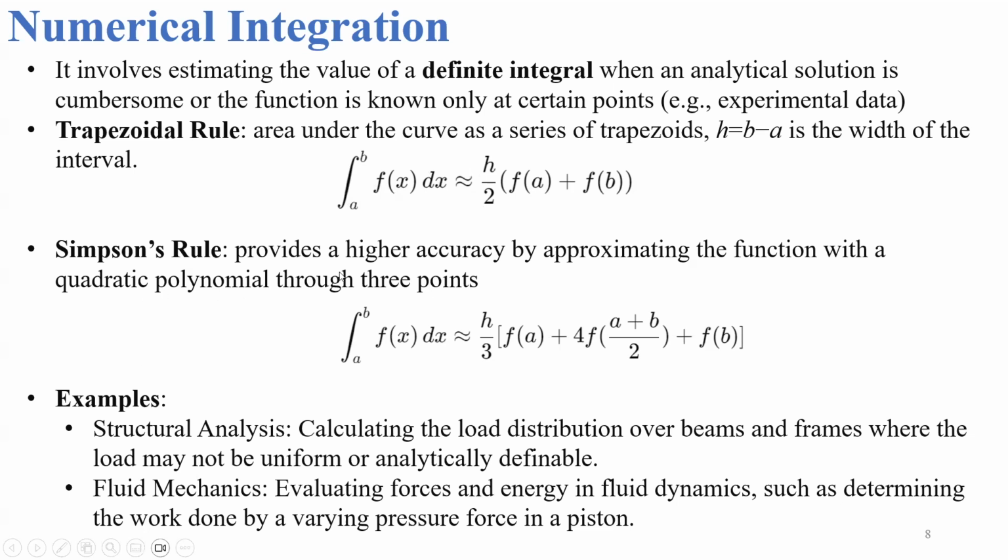Simpson's rule provides a higher accuracy by approximating the function, such as sine x, with a quadratic polynomial through 3 points. Sine x is a good function, we could actually guess it, but for some very complicated functions this might not be the case, and that's why we need to approximate it with a polynomial function. So here we have the value of the function at point A, the function at B, and then at A plus B over 2, and then we have h over 3.